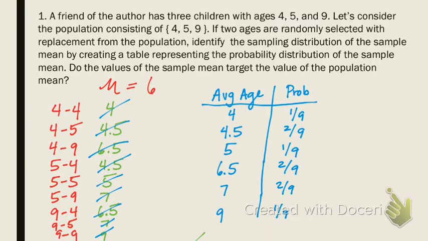Now I'm going to calculate the average. To do so, in my calculator, I'm going to write this out, but you don't have to write out your steps. You can just do it in your calculator. So follow along with me in your calculator. 4 times 1/9 plus 4.5 times 2/9, and so on all the way. So plus 5 times 1/9 plus 6.5 times 2/9.